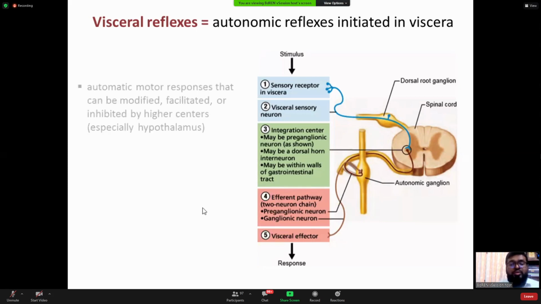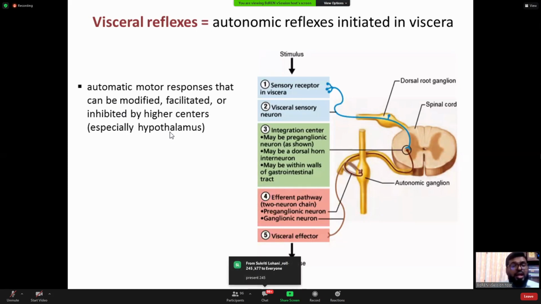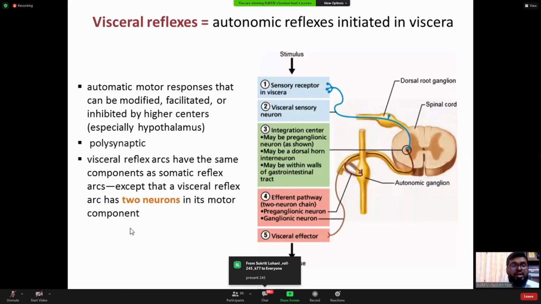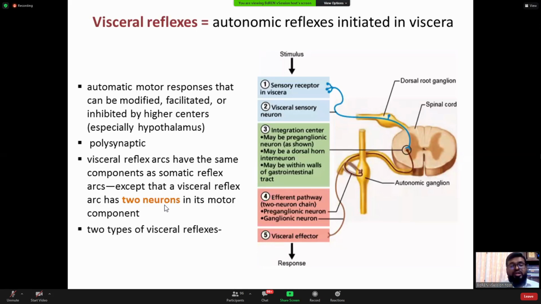Now let us come to the point. Autonomic motor responses can be modified, facilitated, or inhibited by higher centers, particularly the hypothalamus, as I have told you. But it can be completed at this level. There are two neurons, as I've told you, and two types of visceral reflexes.